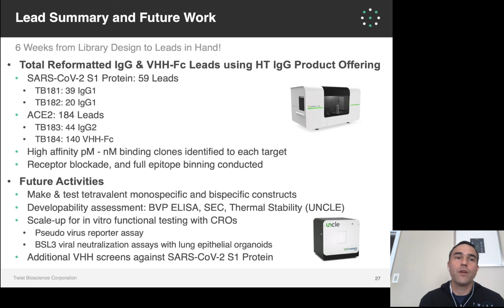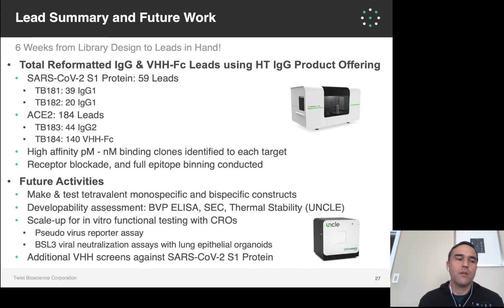So just to summarize, we've now discovered a whole suite of different antibodies to both S1 as well as ACE2. They have picomolar to nanomolar binding to the receptor. We've shown that we can block this interaction between S1 and ACE2. We've done full epitope binning on the S1 side.